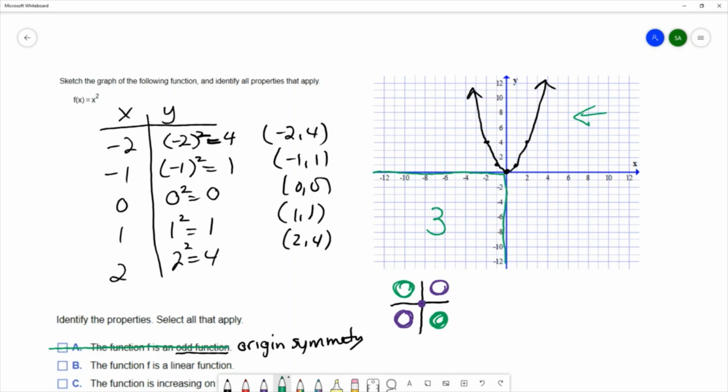The next statement says the function is a linear function. A linear function happens when you have your variable to the first power. Our variable is squared, so this is not a linear function. Let's see the next statement.